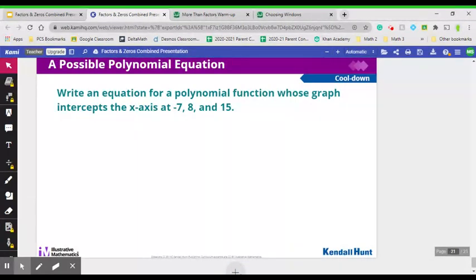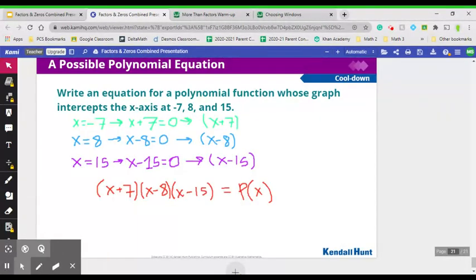So lastly, we're going to take a second to try this final cool down problem, which is the stuff we worked on 2 slides ago. So take a moment now to try this problem out. We're now looking at the answer. One example of a polynomial that would have intercepts on the x-axis at -7, 8, and 15 would be the polynomial you see at the bottom.